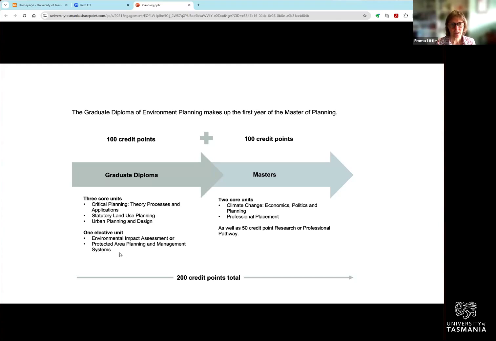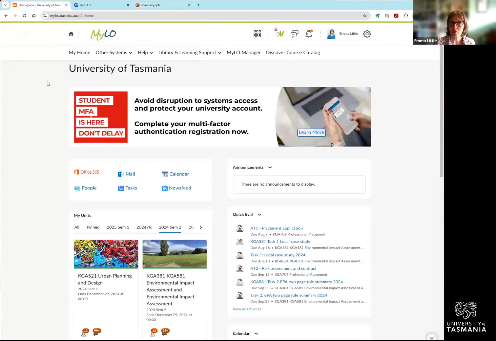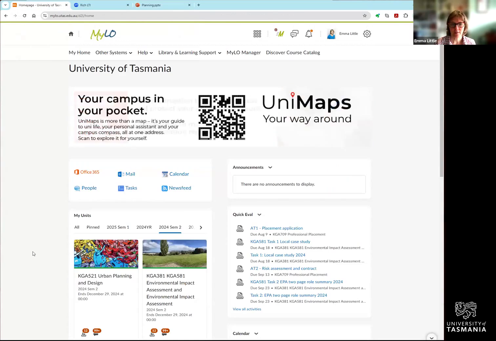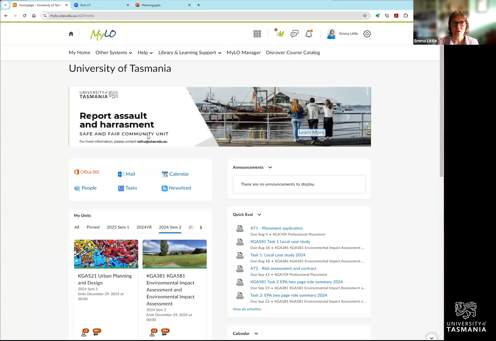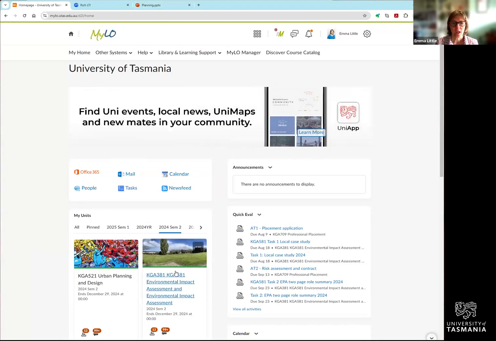One of the most common questions I get is in the space where you get to choose, and that is, in particular, should I do environmental impact assessment or should I do protected area planning and management system? So these are second semester 25% credit points. Those of you who've already done EIA as an undergraduate, talk to me about an exemption. We can discuss whether you probably already have enough such that you don't need to do the elective, in which case you only need to do 3 units to get that graduate diploma of environmental planning done.